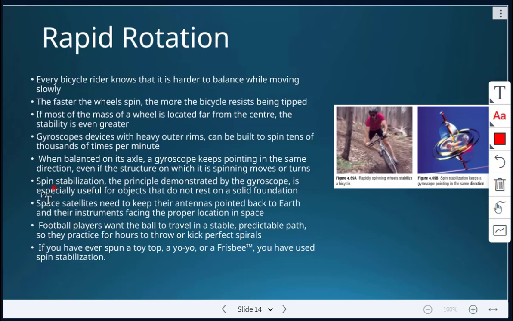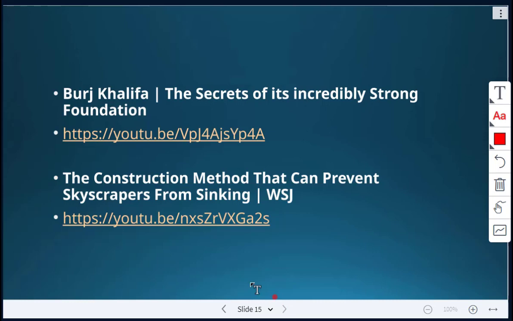So like space satellites, they need to keep their antennas pointed back to Earth and their instruments facing the proper location in space. Football players want their ball to travel in a stable, predictable path. So they practice so that they can perfect these spiral throws or kicks. Yo-yos and frisbees also use that concept of spin stabilization. Right? I have a couple of videos here, so I'm going to pause here.